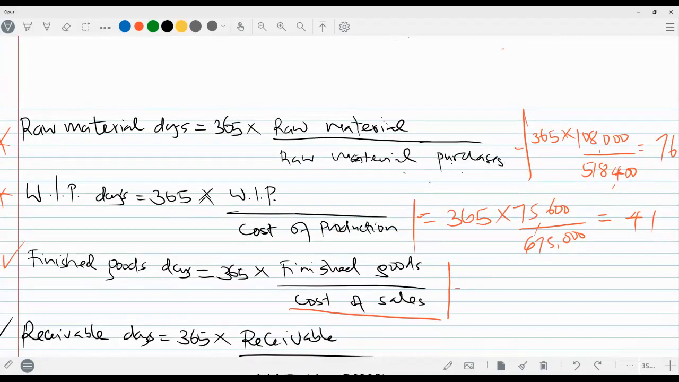Next, we have the finished goods days. The finished goods days equal 65 days, multiplied by the finished goods investment, which is 86,400, divided by the cost of goods sold, which is equal to 756,000. To give us the days for finished goods. 42 days.